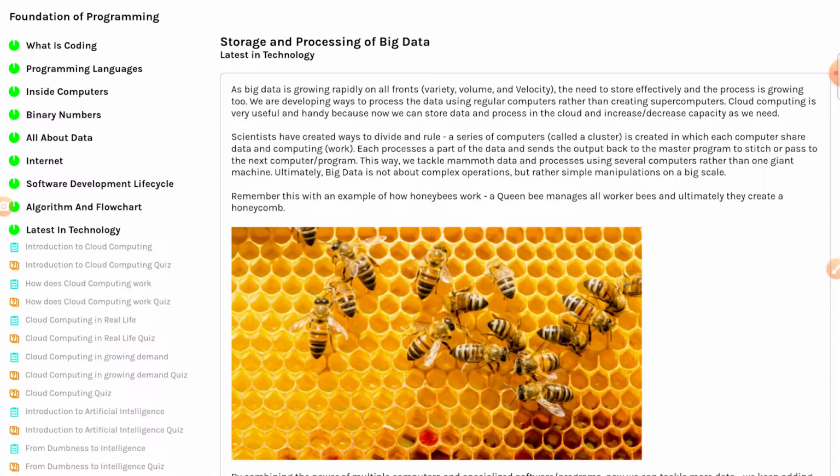Now, as demand increases, we can add more servers, we can rent more servers, and as demand decreases, we can reduce the servers. And we already learned that in the cloud computing part.